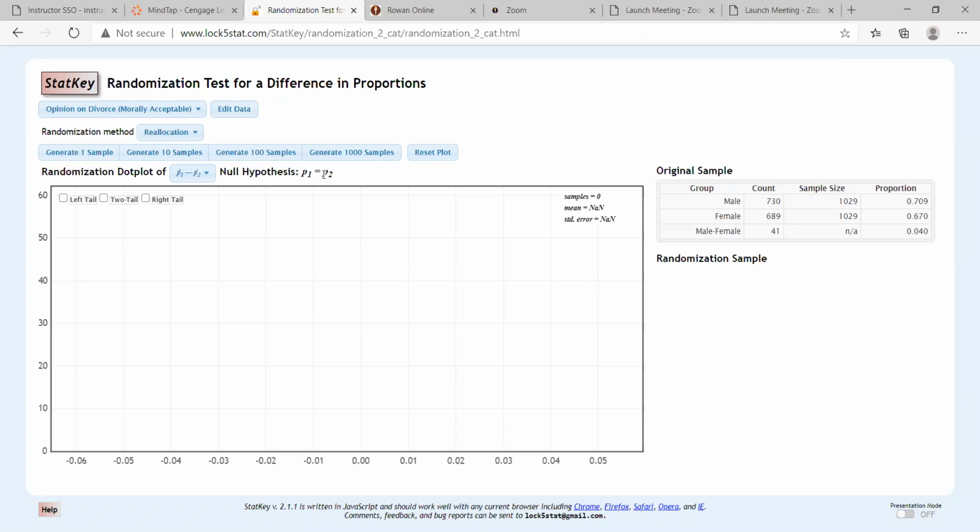So the alternative hypothesis, hold on one second here. Hold on a minute.